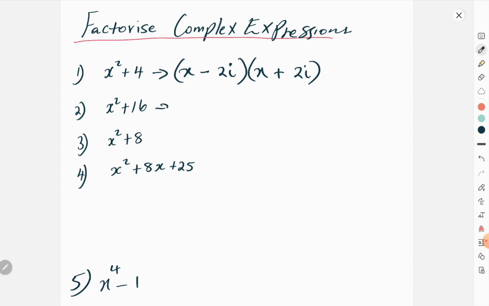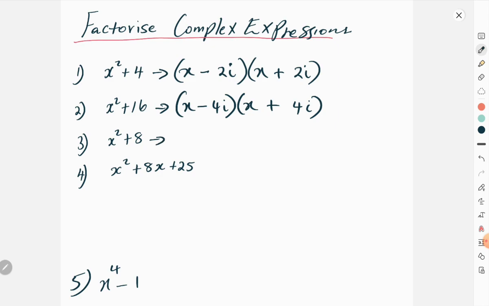Now, the second one is done the same way: we have x and x. Then the square root of 16 is 4. Then you just put i and i if you're dealing with the sum of two squares. But the signs between these two things are the same as in the real situation. So we have x minus 4i, then we have x plus 4i.